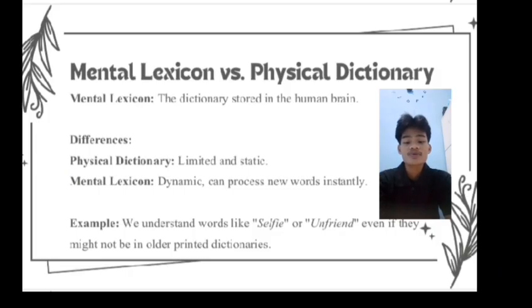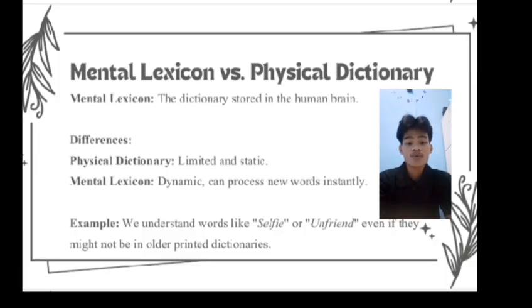Now, what is the difference between a physical dictionary and the mental lexicon? First, a physical dictionary is limited and static. It only contains a fixed number of words and it cannot be updated until a new edition is printed. On the other hand, our mental lexicon is dynamic. It can grow, change, and process new words instantly.